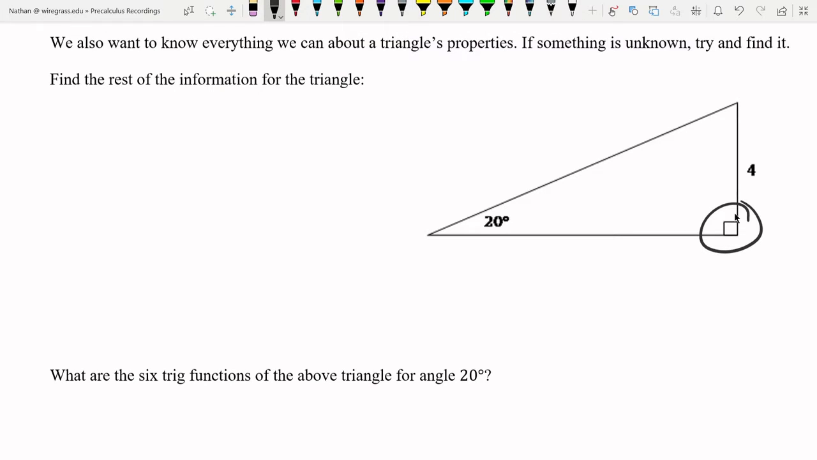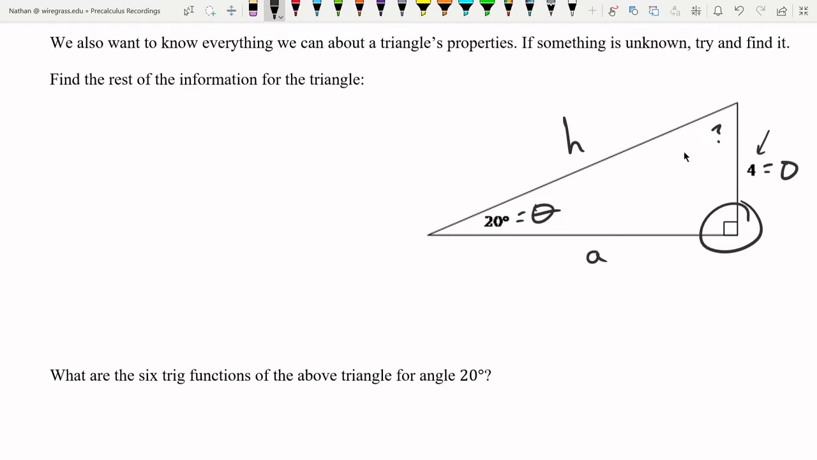It's a right triangle. It has a side length of 4 here and an angle of 20. So this angle is going to be our theta, which makes 4 the opposite of theta. We do not know what this angle is. We do not know what this side is. This is going to be our adjacent side. And we do not know what the hypotenuse is. But we have everything we need to find the rest of it.